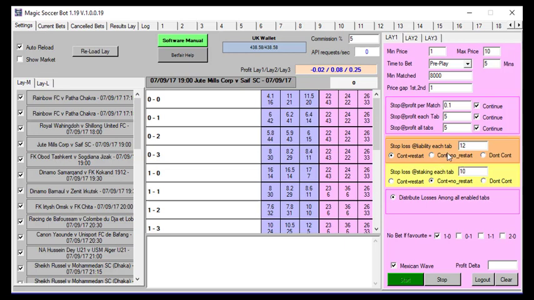Okay, we recommend you use the liability rather than the staking. The staking, if you've got 10 in there, you could lose up to $200 or £200. So always best to run on the liability.